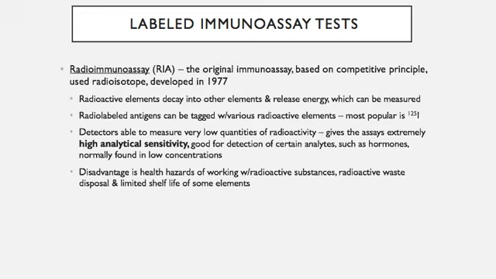We're going to talk about a few different types of labeled immunoassay tests. So the first one, radioimmunoassay. This is the original immunoassay based on a competitive principle. It used radioisotopes, developed in the late 70s. So you've got radioactive elements that decay into other elements and release energy, and that can be measured. So radio-labeled antigens can be tagged with various radioactive elements.